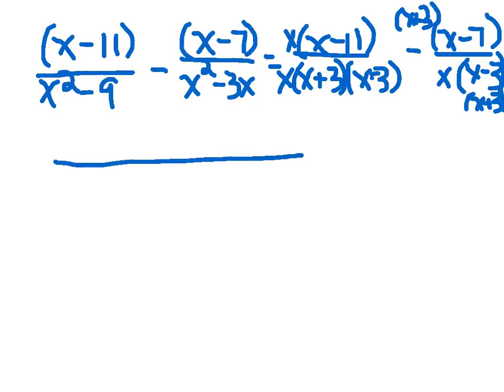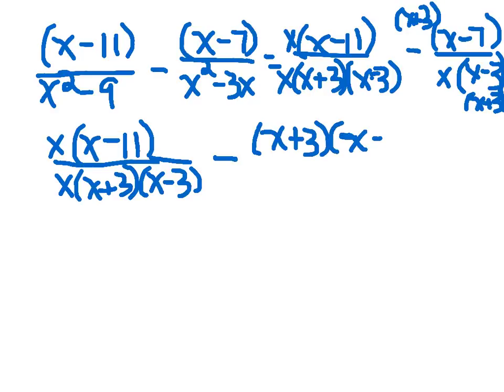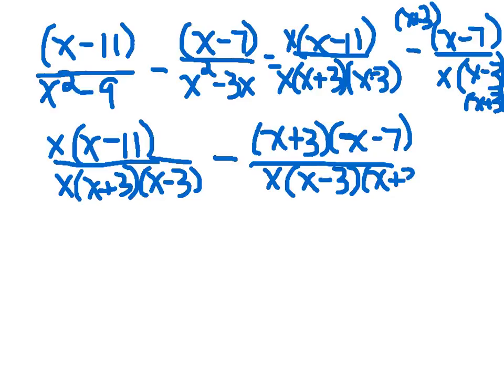If I draw my big fraction bar at this point, what I have is x times x minus 11, and this is x. Actually, I'm not even going to draw the big fraction bar just yet. And this is x times x plus 3 times x minus 3. And I need to subtract the fraction that has x plus 3 times x minus 7 as a numerator. And this is x times x minus 3 times x plus 3.